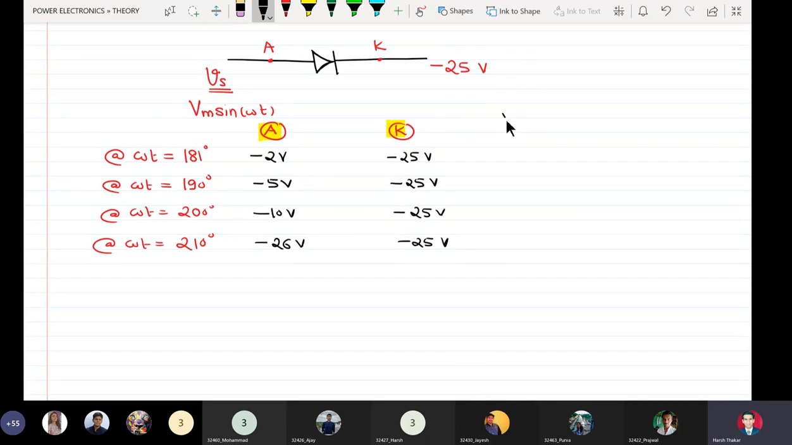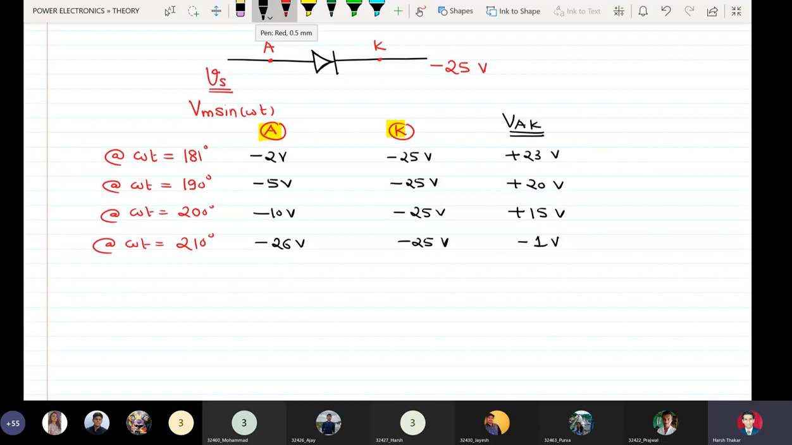Let us see what is the potential across the diode. The potential across diode is plus 23 volts, minus 2 minus 25 plus 20 plus 15, and now it is minus 1. Students, minus 26 minus 20 is minus 1.